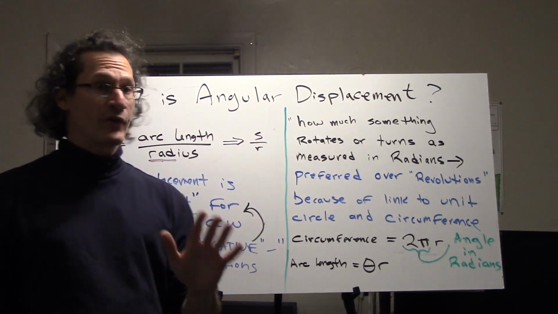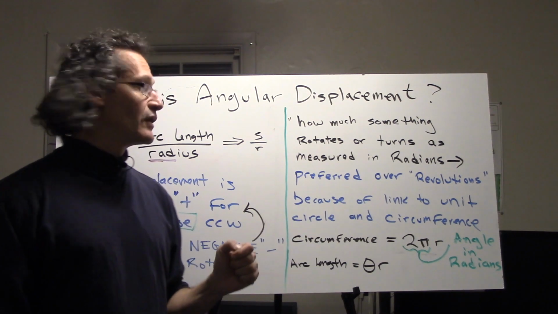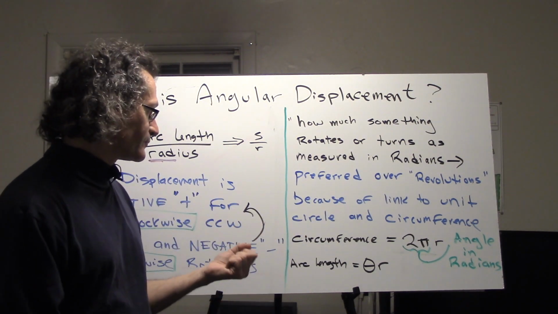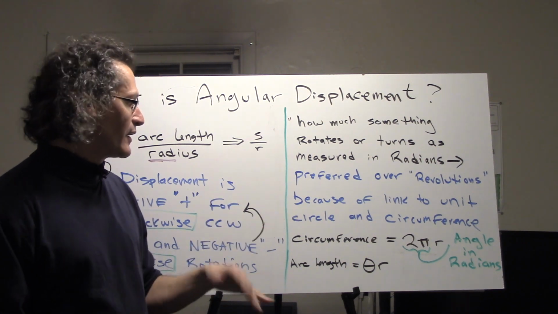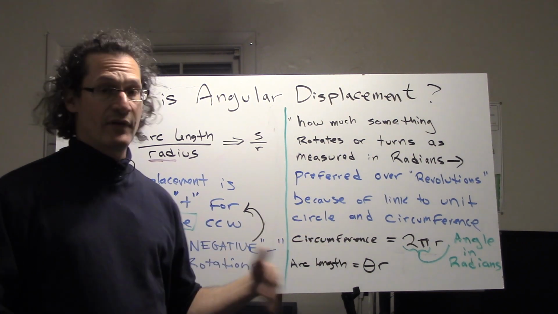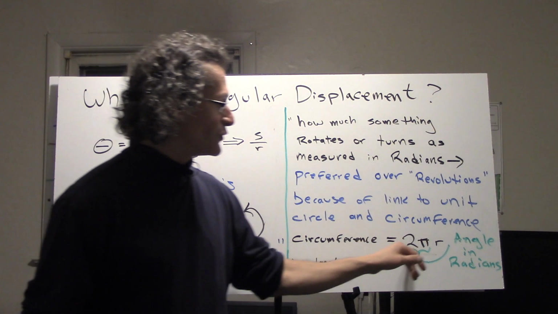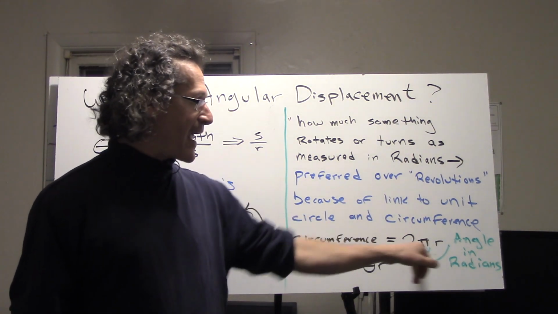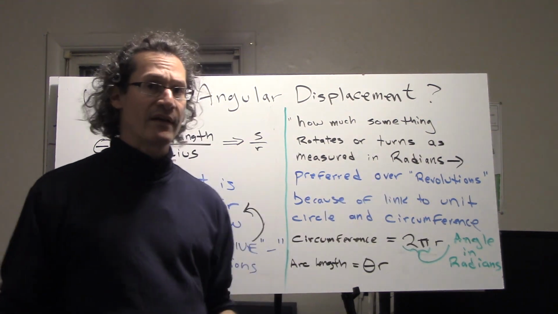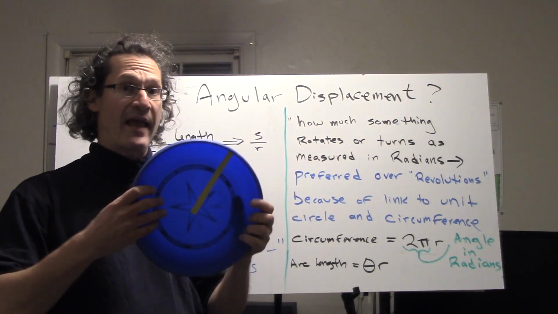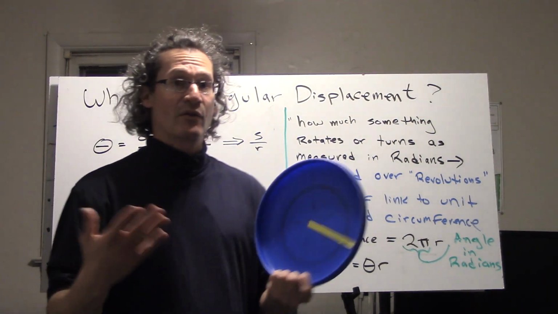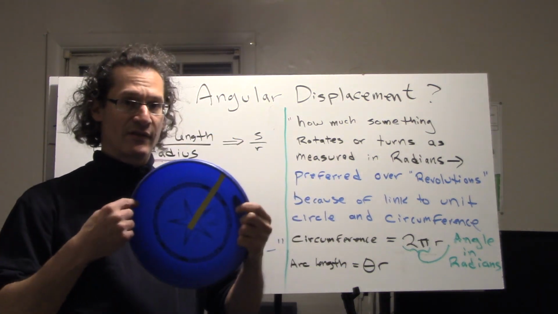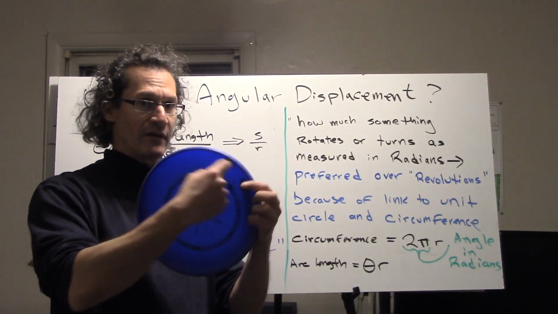Radians are preferred over revolutions because they're linked to things like circumference and the unit circle. For example here, the circumference of a circle is always equal to 2 pi r. This part here is actually the angle in radians times the radius. So it's actually an angle of the full circle. The angle, which you would probably know as 360 degrees, is mathematically consistent with 2 pi if we look at the unit circle.